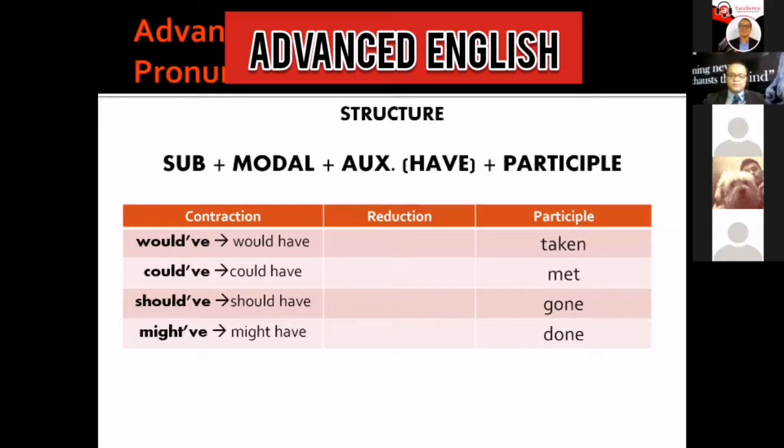Yes, your turn. After me. I want you to say it like a machine gun. Would have taken, would have met, would have gone, would have done.